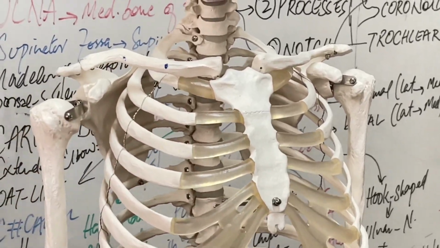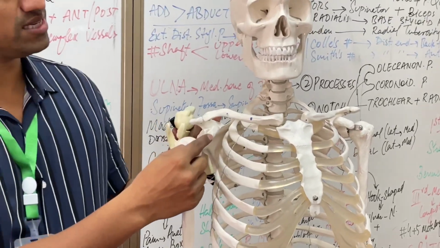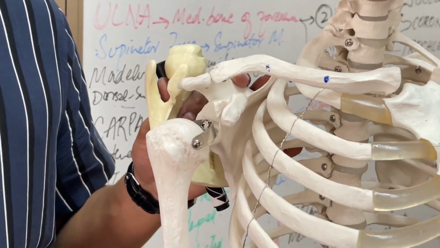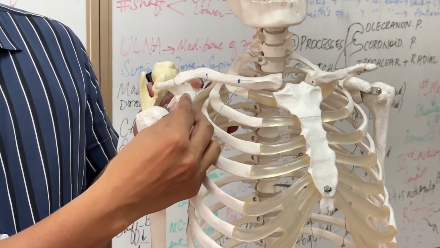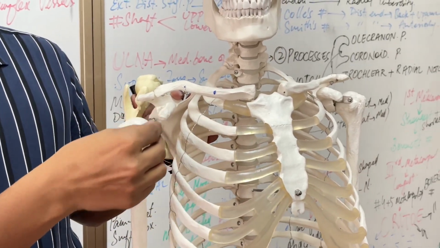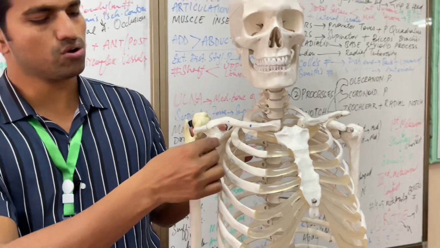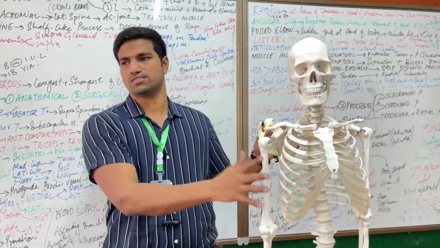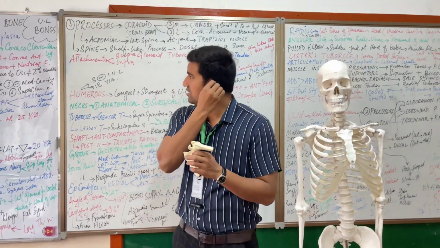They also provide insertion for the 3 muscles. Number one muscle is the short head of biceps brachii muscle. Then another muscle is pectoralis minor, and coracobrachialis. Coracobrachialis, short head of biceps muscle, and pectoralis minor muscle. These 3 muscles get inserted onto the coracoid process.